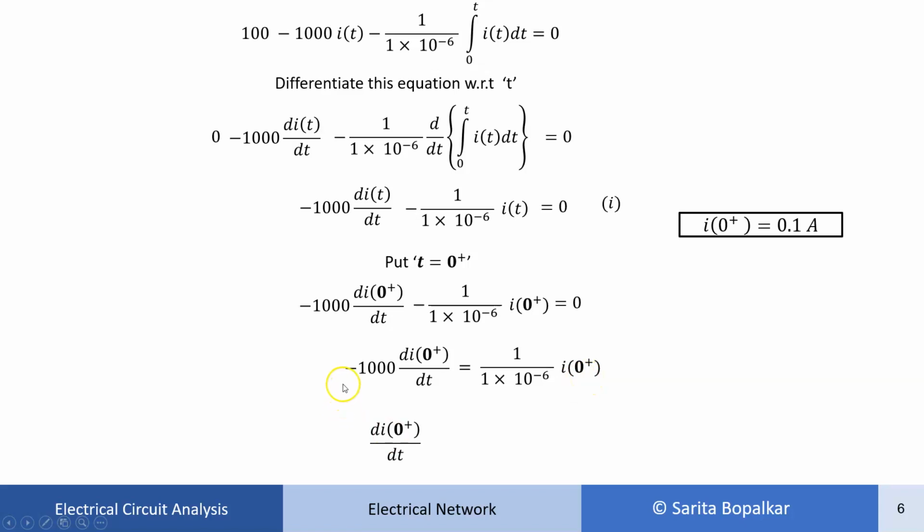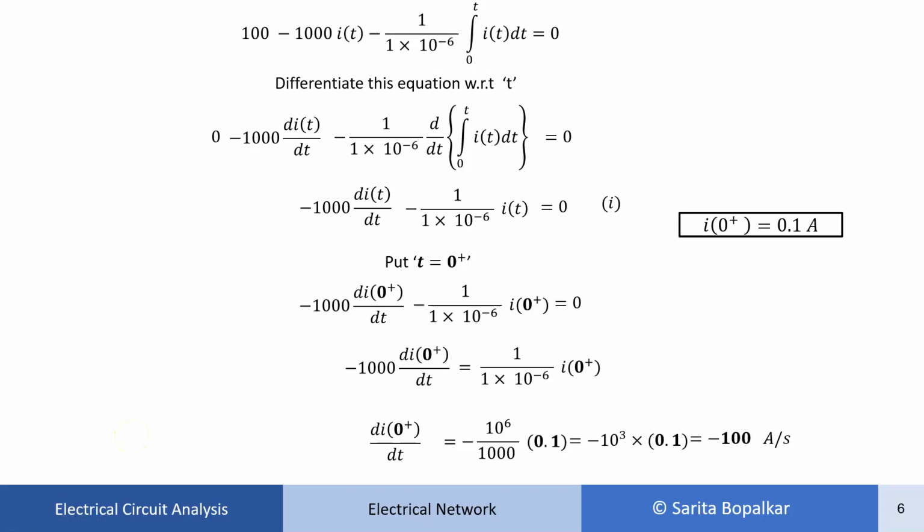1 upon 1 into 10 raised to minus 6, the capacitor value 1 microfarad, into I of 0 plus. Now take this minus 1000 to the RHS so that we can calculate di by dt at t is equal to 0 plus. So 10 raised to minus 6 goes into the numerator and it becomes positive. Minus 1000 into I of 0 plus is 0.1. Calculating it, di by dt is minus 100 ampere per second. The unit is ampere per second.